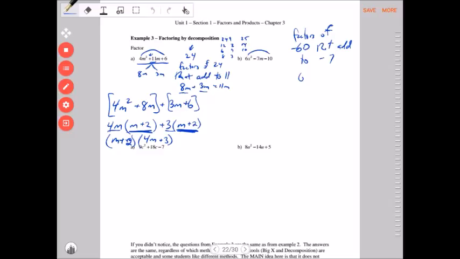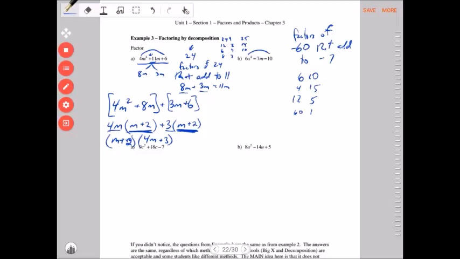So factors of 60 are like 6 and 10, 4 and 15, 12 and 5, of course 60 and 1. Now we know that one of these is going to be negative. One of them has to be. So we either get negative 6 or negative 10, negative 4 and positive 15, or positive 4 and negative 15. So that's how we get the negative 60.